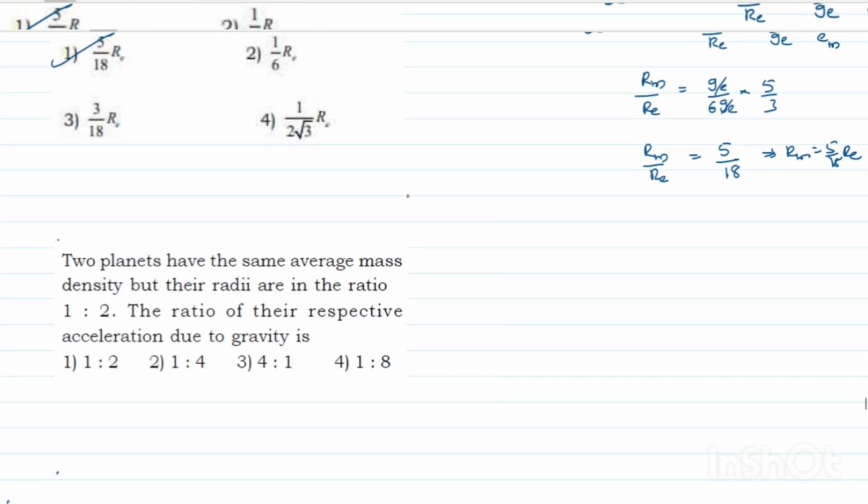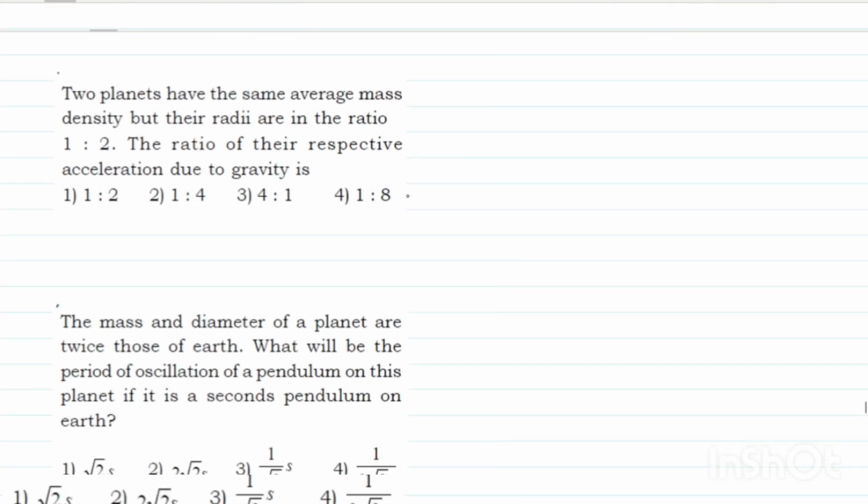Let us see the next question. The next question says two planets have the same average mass density, but their radii are in the ratio 1:2. They are asking for the ratio of their respective accelerations due to gravity. So here g in terms of density, the formula will be g = 4/3 π R ρ G, you can take.